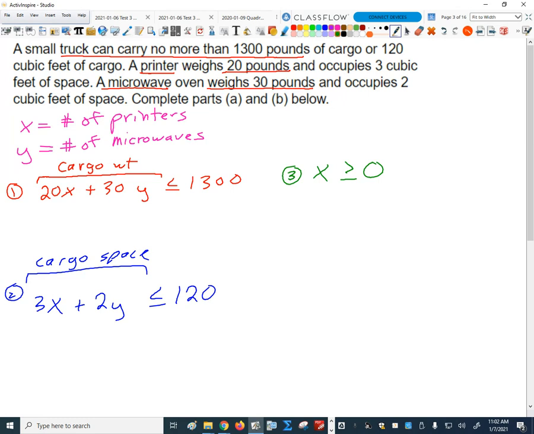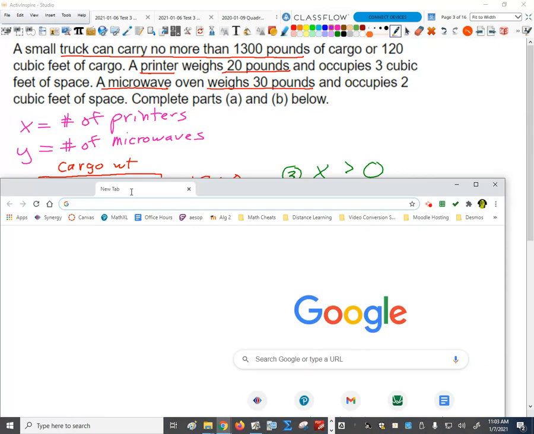And then we could do the same thing for microwaves, right? We make a similar statement about microwaves. y is greater than or equal to 0. And now we've got our system there, okay? Does that make sense, everybody? Okay, so if we graph that, then we would get the region that describes all of the possible numbers of printers. And I'm just going to do this real quick on Desmos because I want to show you one other feature.